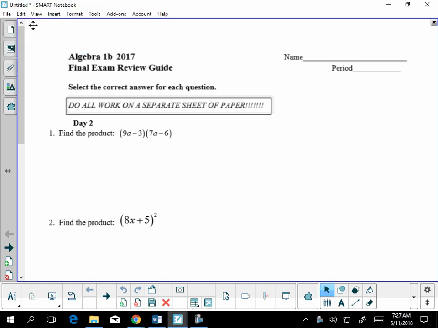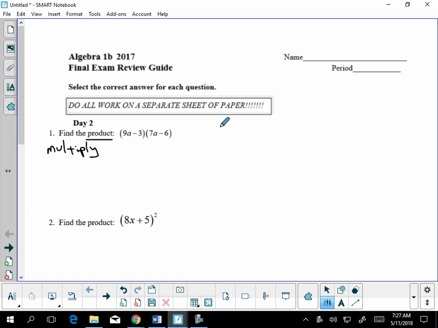Good morning. Today we are going to be looking at day 2 of our final exam review. So I'm going to look at these problems. First one says to find the product. Well, if I see the word product, the first thing that I should think about is multiply. So it looks like I'm going to be multiplying a binomial times a binomial.